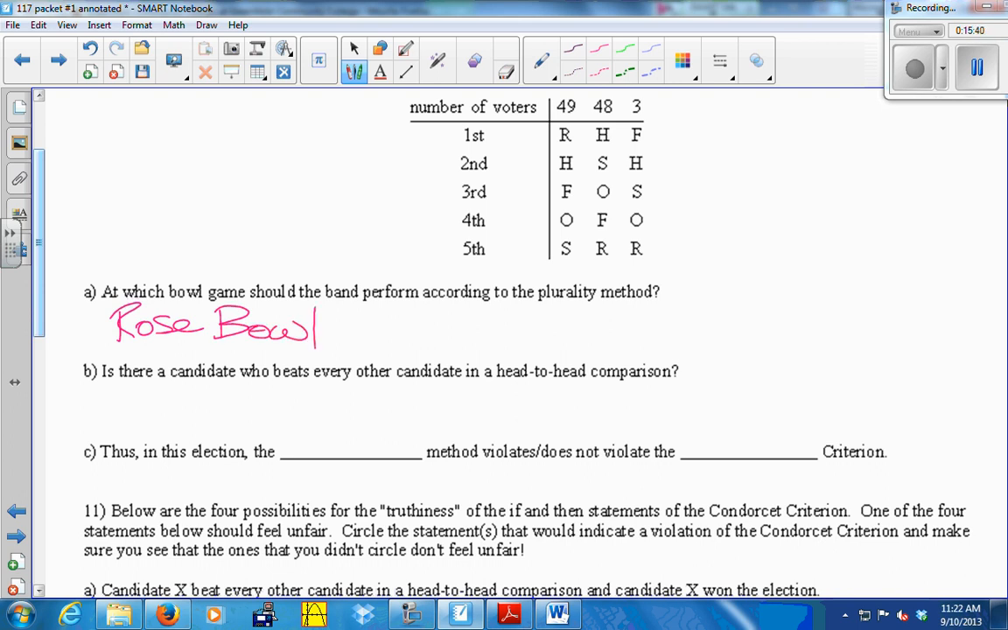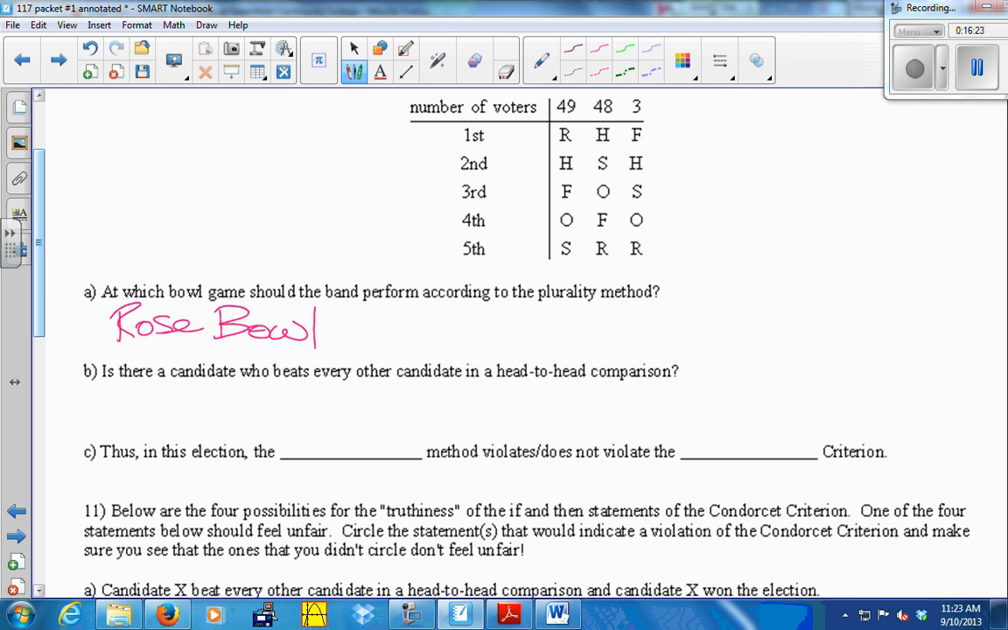Now we want to know, is there a candidate who beats every other candidate in a head-to-head comparison? This is harder to figure out just by looking at the preference schedule. We actually have to do all the head-to-head comparisons, or we could try to guess, is there a candidate who's going to win all their head-to-head comparisons? So let's think about, so Rose Bowl clearly wins with plurality, but everyone but these 49 has Rose Bowl in last place, right? So Rose Bowl may not be the best option for this band to choose. What would be a good compromise candidate?